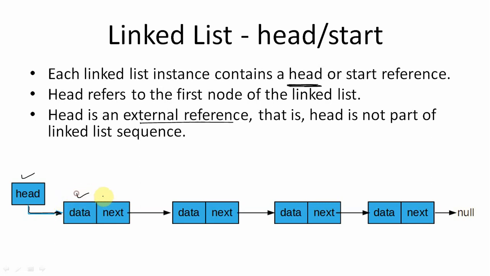And every node contains data and the next pointer. By going to the next reference of each node, we can find the next available node. And the last node will refer to null, because there is no node after this particular node.